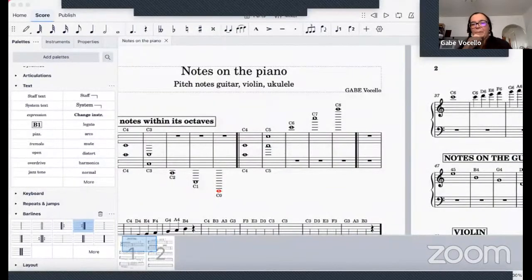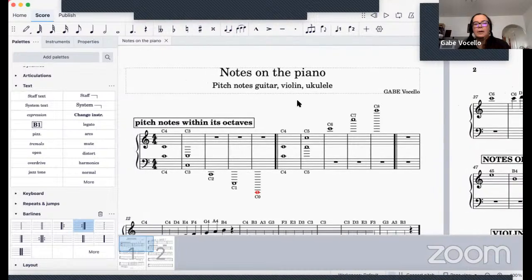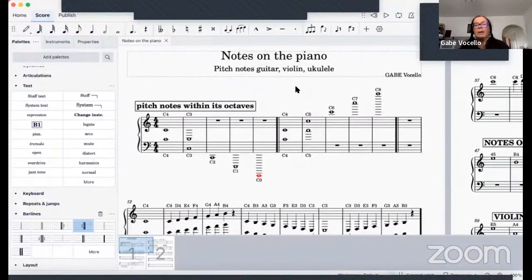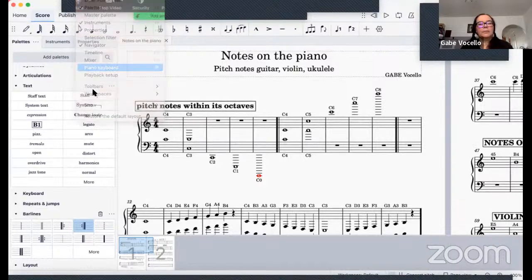Today we're going to work on the notes, how to locate those notes on the piano first, and after, on violin, ukulele, and guitar. So let me put here the keyboard.